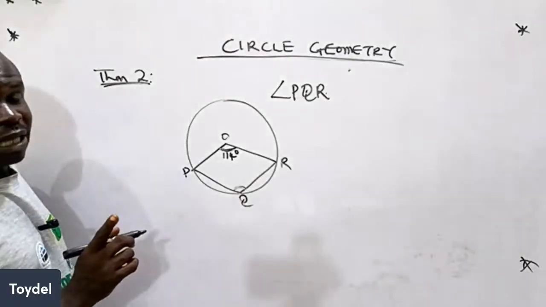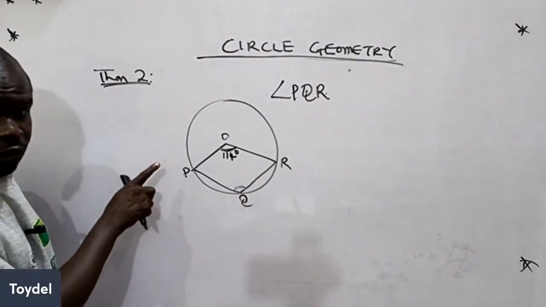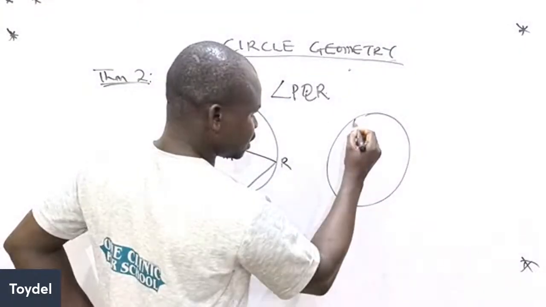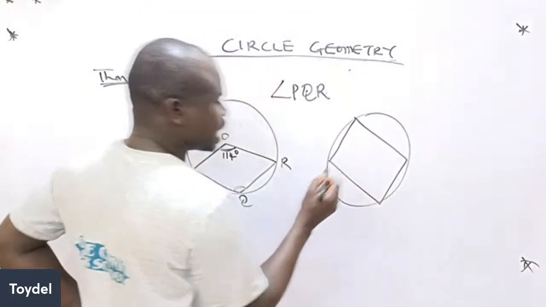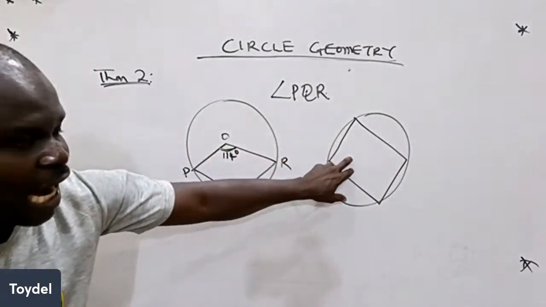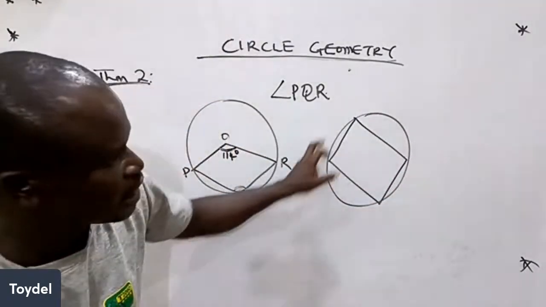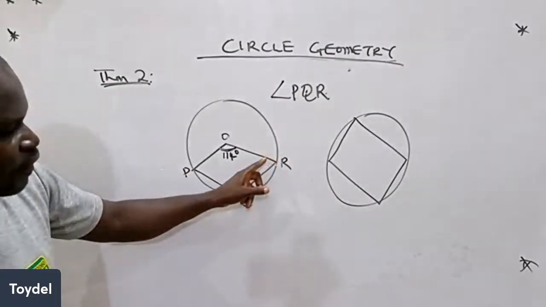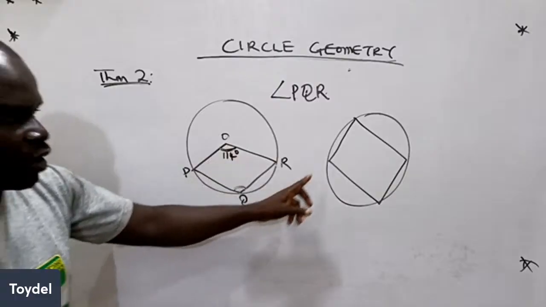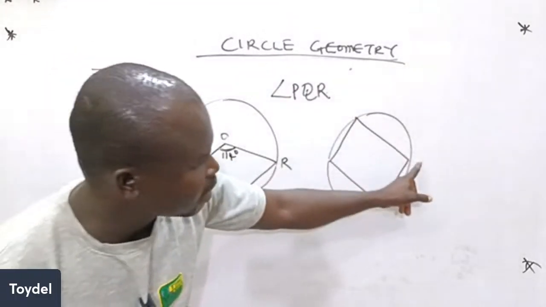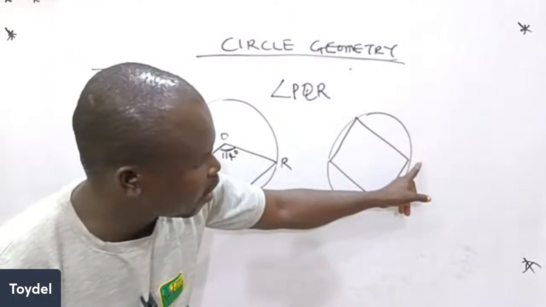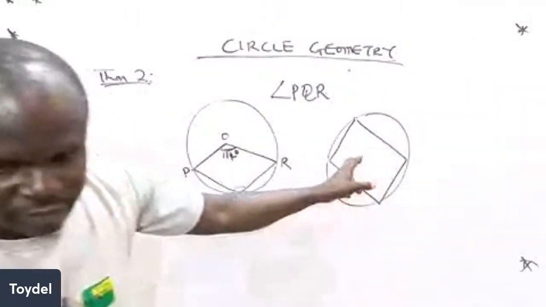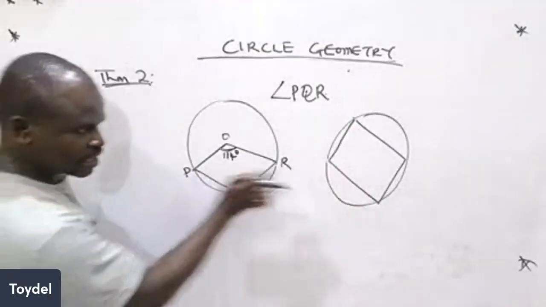There's one theorem that talks about cyclic quadrilateral. It's different from this. When you talk about a cyclic quadrilateral, all the four vertices touch the circumference. In this case, they are not the same. Here, only 3 points touch the circumference, and the last one is at the center. So just note, this one is different from this.